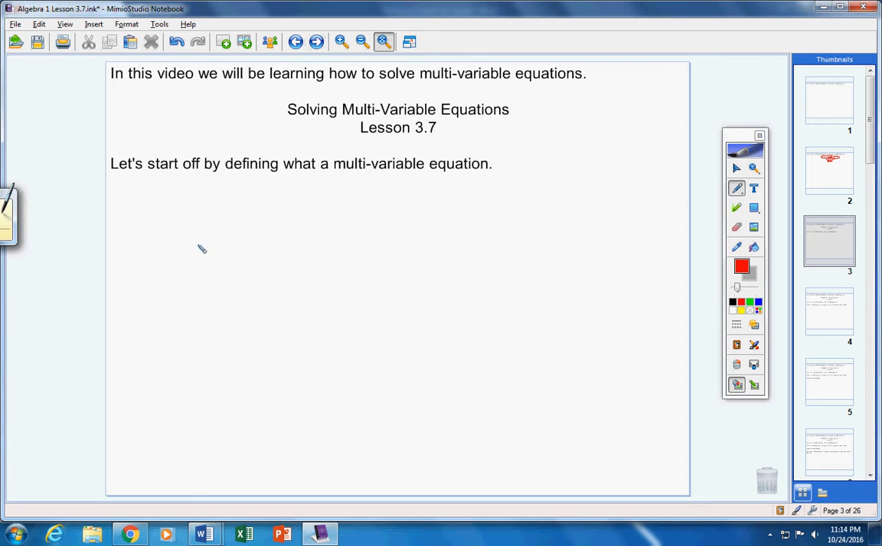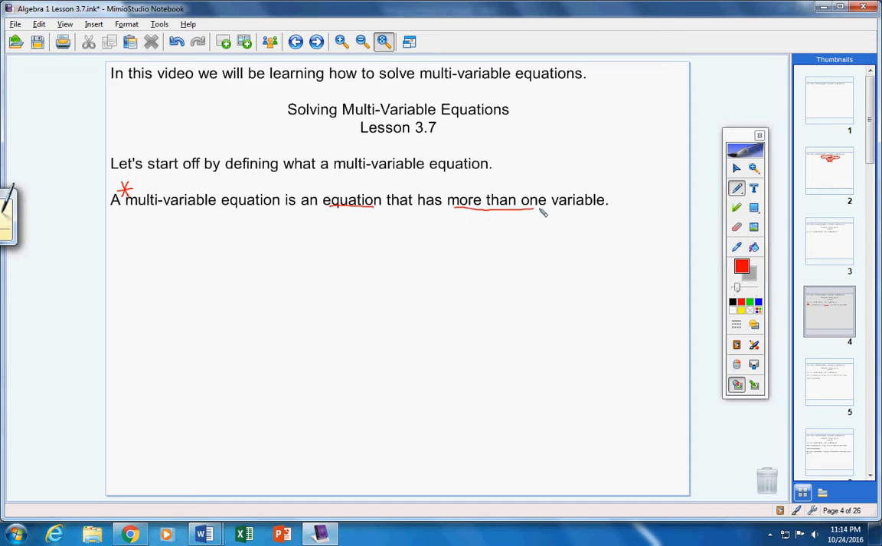Now, let's start off by defining what a multivariable equation is, okay? Please copy this definition in your notes. It's a very simple definition, okay? A multivariable equation is an equation that has more than one variable. That's why it's called multivariable, more than one, okay? So that's a really simple definition. Go ahead and copy that down, please. A multivariable equation is an equation that has more than one variable. Okay? Has more than one variable.